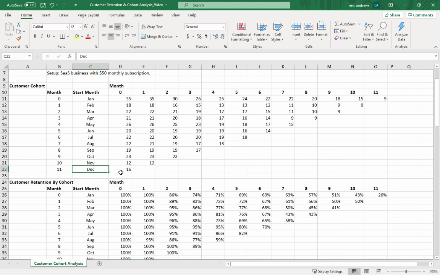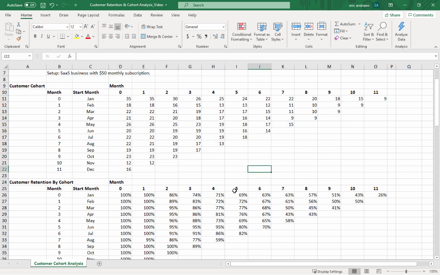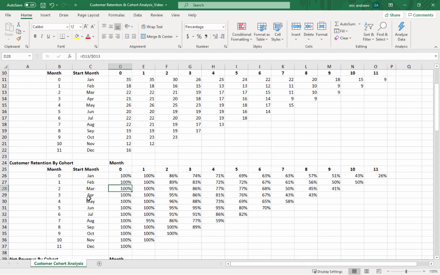So December for the December cohort is here, but December for the November cohort is here. And so all these different cells represent December for all these different cohorts. But we don't have January yet. So these tables always are going to look diagonal if you have the data that is from the most recent month.